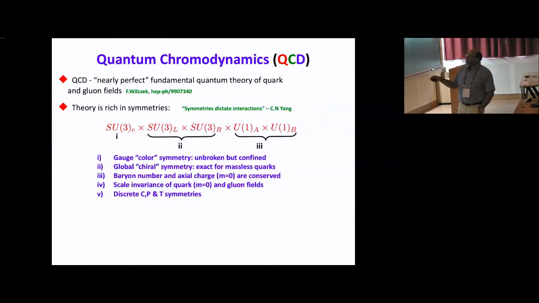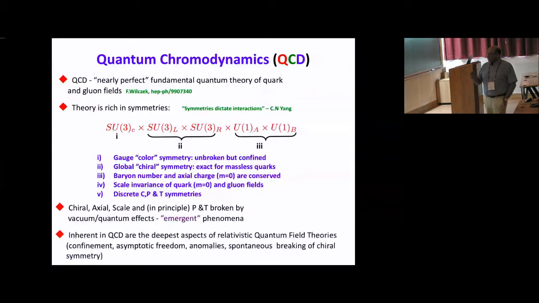And that's exact for massless quarks. That's a property of the QCD Lagrangian: it has baryon number and axial charge, which are conserved for massless quarks. The theory is also scale invariant for massless quarks and gluon fields, and it has discrete CP and T. But what is perhaps even more interesting than this whole plethora of symmetries is the fact that they're broken in interesting ways. Okay?